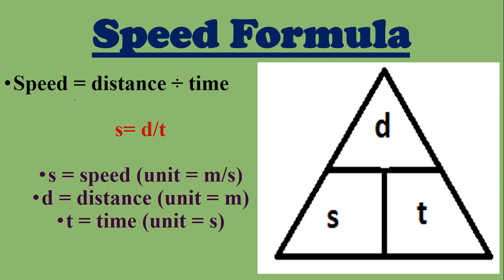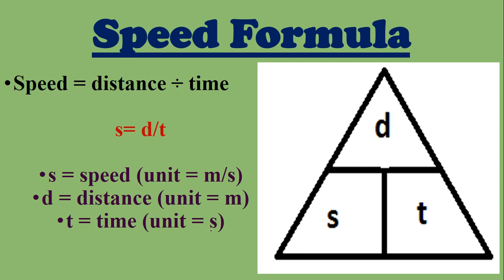So the speed formula is speed equals distance divided by time, or little s equals little d over little t. Little s means speed, and the unit will be m over s, which is meters per second. Little d means distance, and its unit is meters, and little t is time, and its unit is seconds. You have to watch the size of the letter you choose here for these formulas because capital D would mean density, not distance.